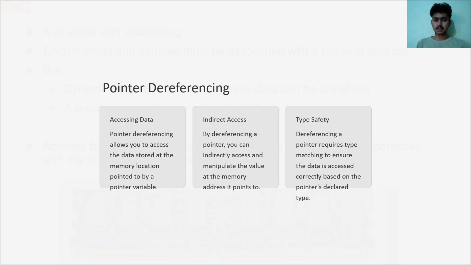Pointer dereferencing. Accessing data. Pointer dereferencing allows you to access the data stored at the memory location pointed to by a pointer variable. Indirect access. By dereferencing a pointer, you can indirectly access and manipulate the value at the memory address it's pointing to. Type safety. Dereferencing a pointer requires type matching to ensure the data is accessed correctly based on the pointer's declared type.